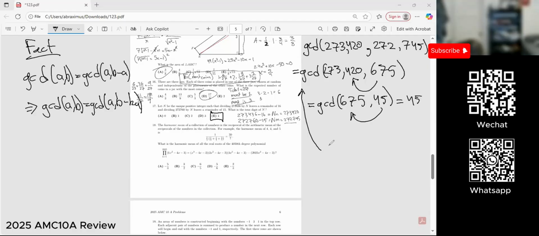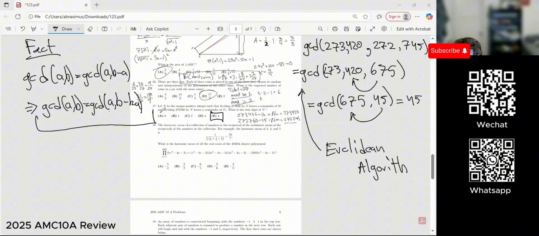This technique right here is called the Euclidean algorithm. We use this technique right here. We can subtract the smaller number from the big number as much as we want without changing the greatest common divisor. So it's kind of a fact in number theory that I would usually take a whole day to prove. So that's why I just wrote it down as a fact. So I'm just subtracting the smaller number from the bigger number until I get some numbers that are really small.